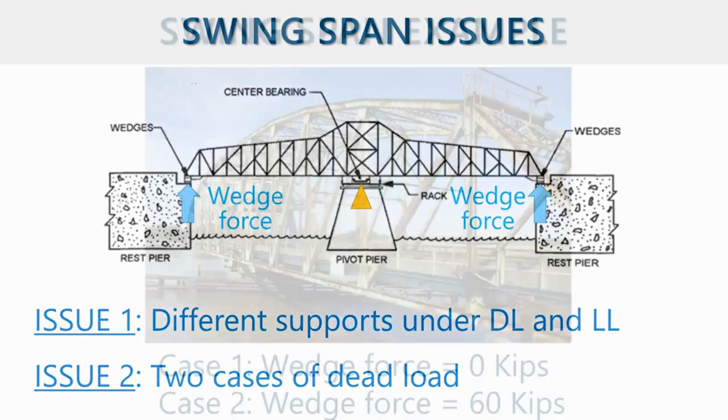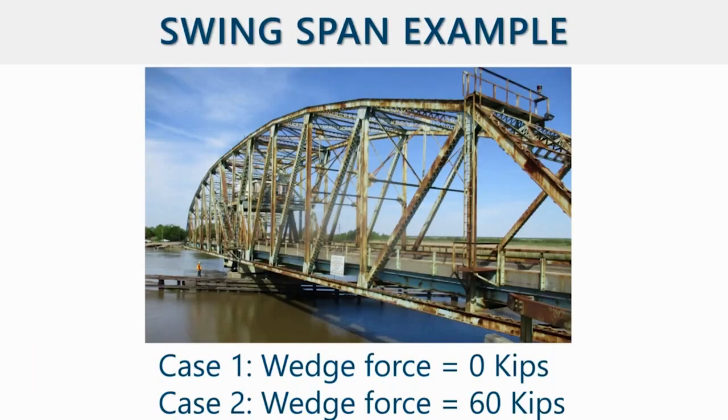Let's look at one example to show the difference between these cases. Case 1 has wedge force equal to 0. Case 2 for this bridge has a wedge force of 60 kips. For both cases, I'm going to compare to the case with the 3 supports applied from the very beginning, which basically treats this bridge as a 2-span continuous. I'm going to compare the results.